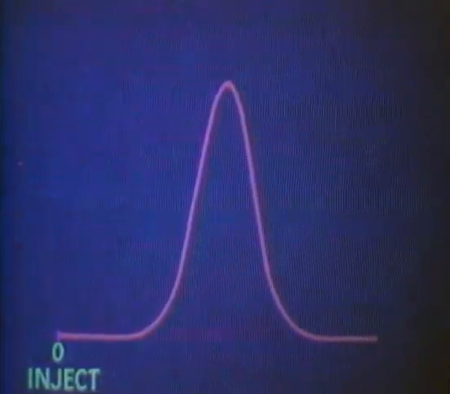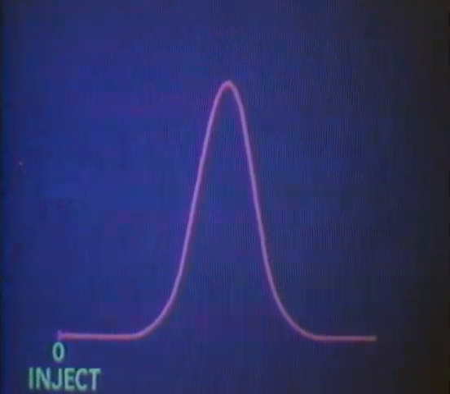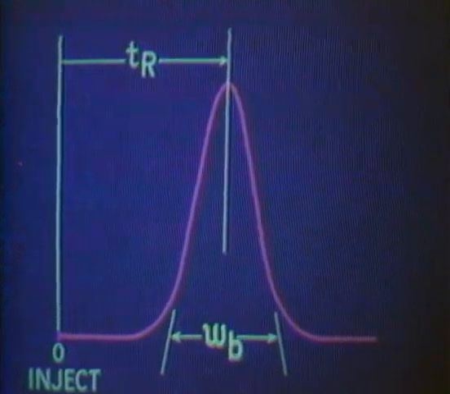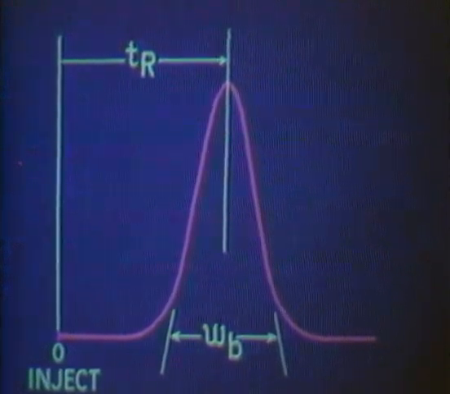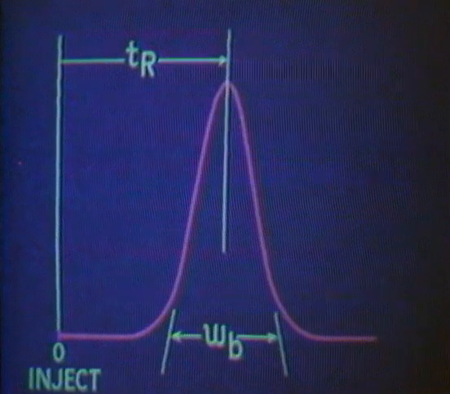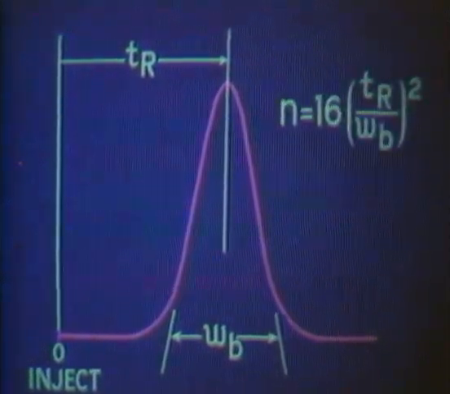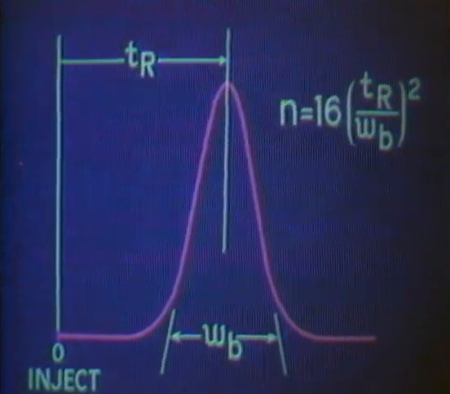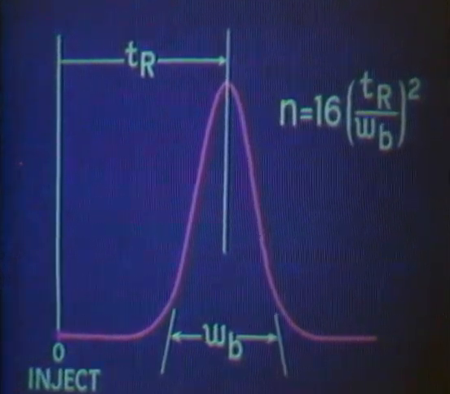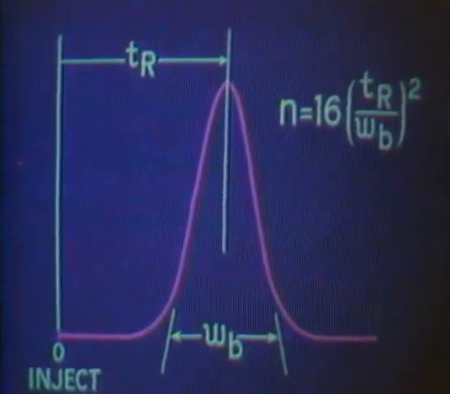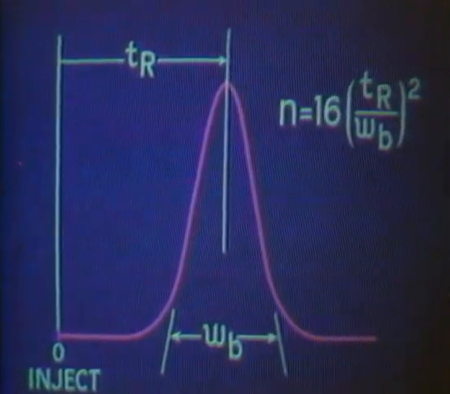The chromatogram also permits us to evaluate the goodness of the column. The retention time and the peak width at base can be used to calculate the number of theoretical plates according to the formula N equals 16 times TR over WB squared. The base width is the part of the baseline cut out by the two tangents to the inflection points of the bell-shaped curve. Generally speaking, the higher the number of theoretical plates, the better the column.